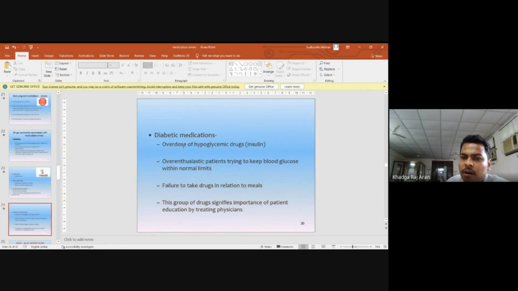Diabetic medications overdose: drugs that may cause hypoglycemia, for example insulin, may cause hypoglycemia in the patient. So if the patient is trying to keep blood glucose within normal limits, we should give a fixed dose of insulin to the patient. Next is the failure to take drugs in relation to the meals. This group of drugs signifies the importance of patient education by the treating physicians.